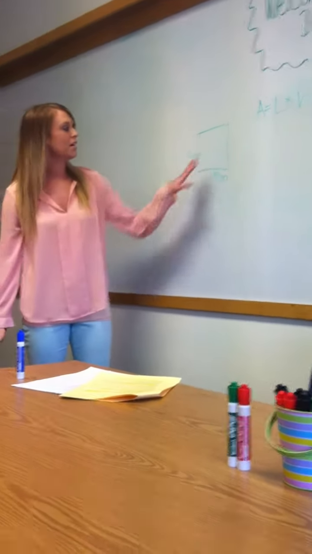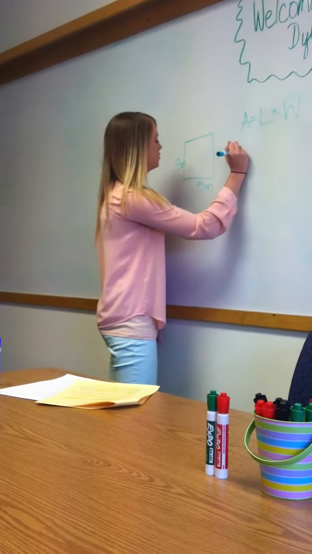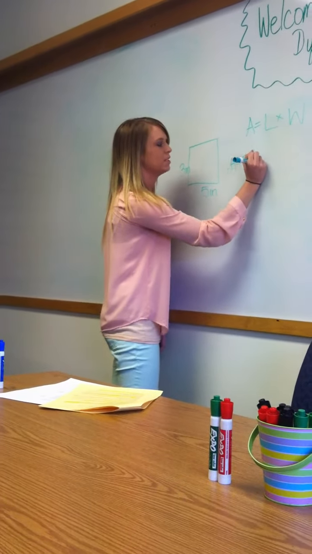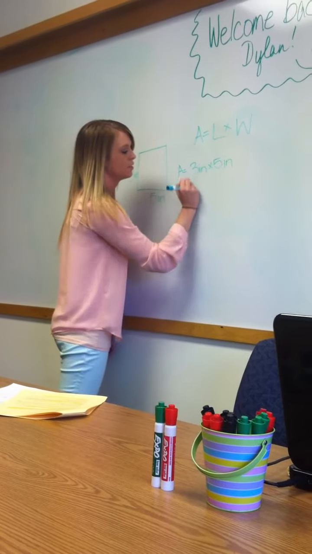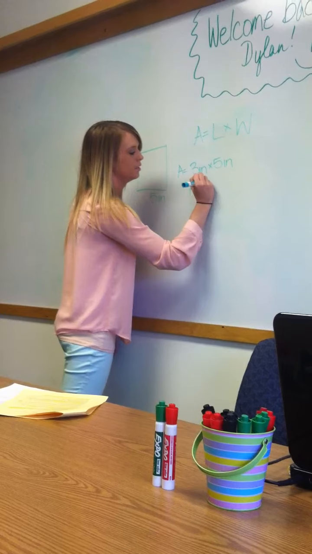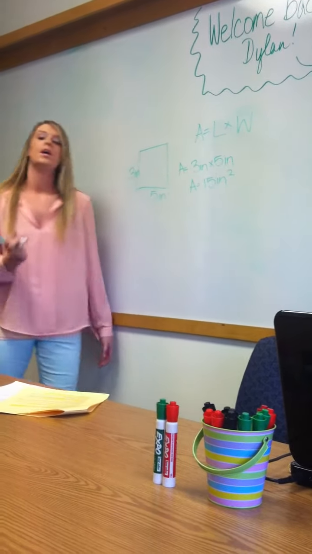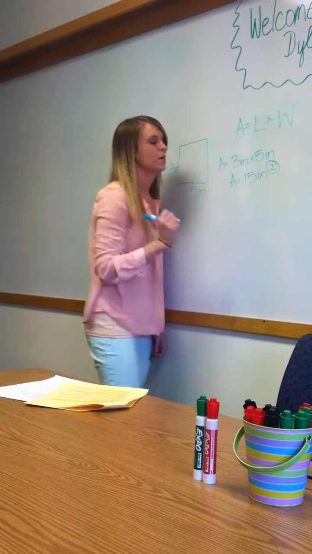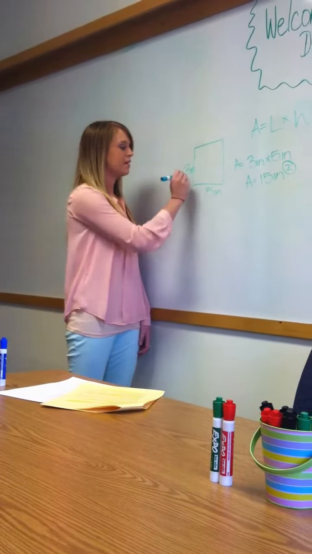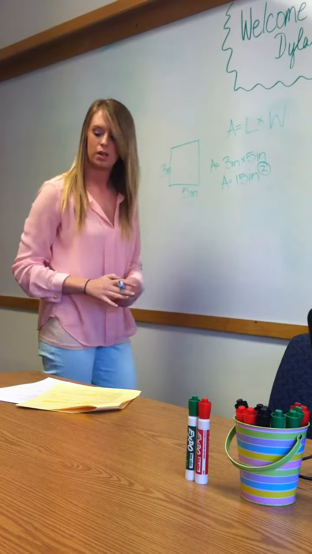So to find the area of this square, you're going to do area is equal to the length, which is 3 inches, times the width, which is 5 inches. So the area is going to be 15 inches squared. And when it comes to area, you are always going to want to have a square number of units because of the fact that there are two numbers being used.